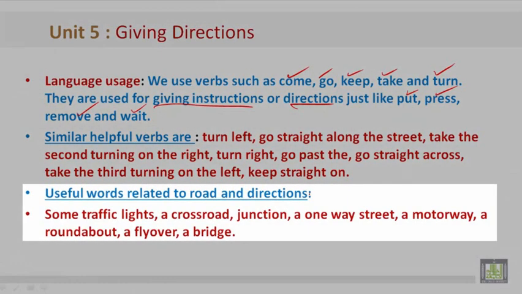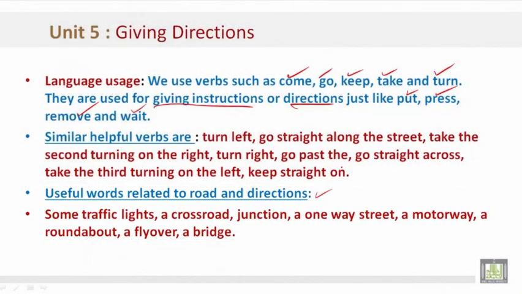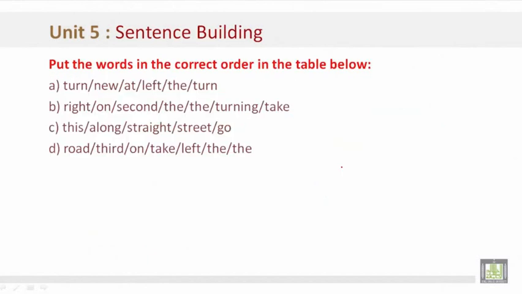Useful words related to road and directions in this unit could be traffic lights, a crossroad, a junction, a one-way street, a motorway, a roundabout, a flyover, and a bridge. Put the words in the correct order in the table below. Here we have examples A, B, C, and D.